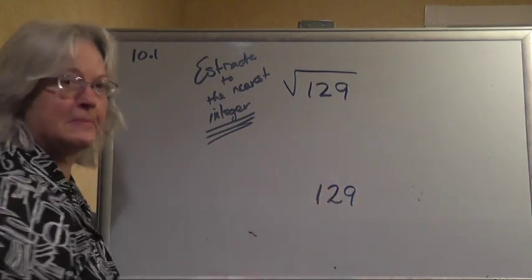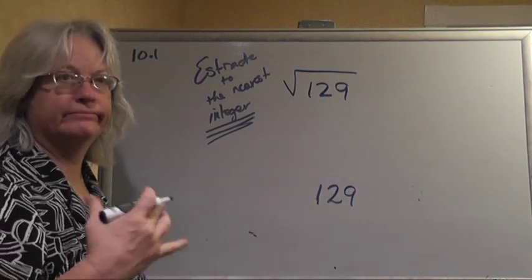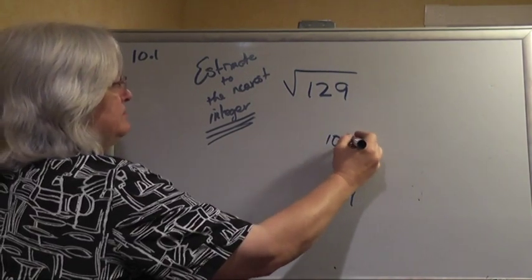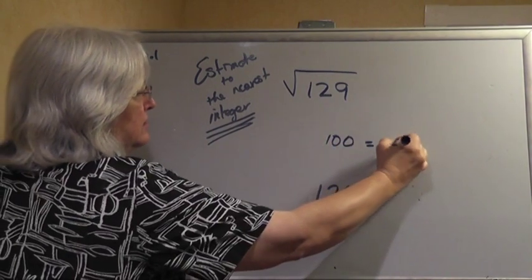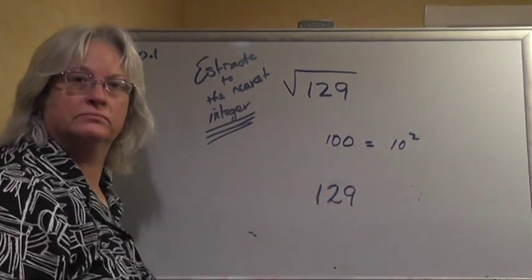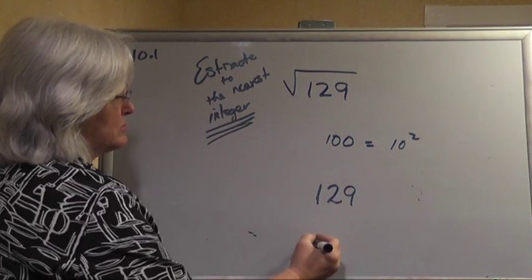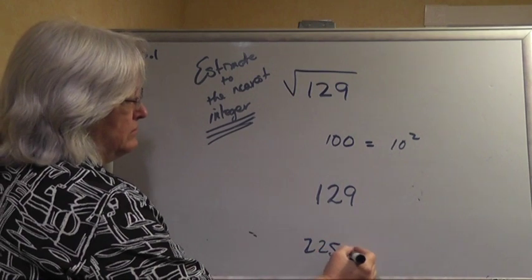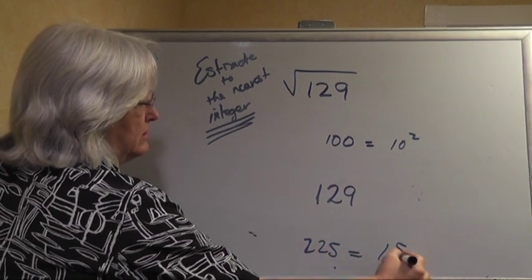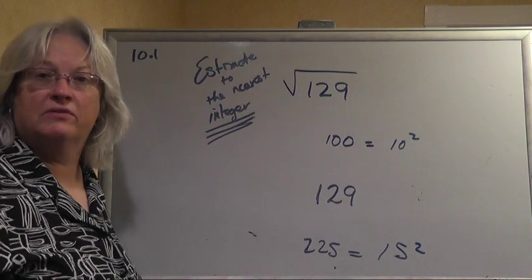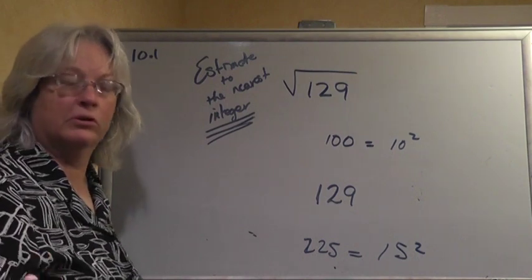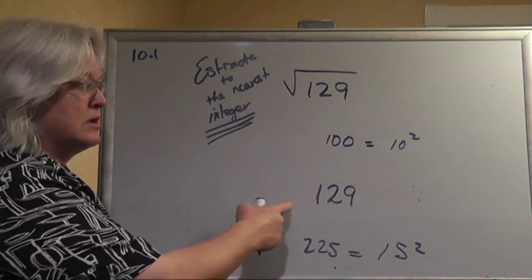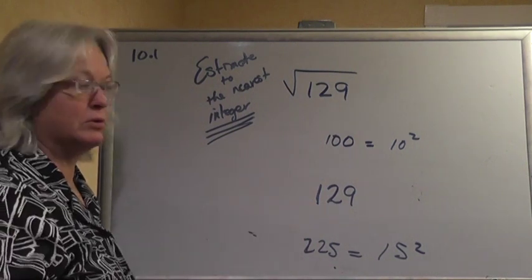So let's say that we have 129 here. Well, let's think. 10 times 10 is 100. So that's 10 squared. 15 squared is 225. Or whatever numbers you know real well. Obviously, 100 and 225, square root of 129 is going to be somewhere in between there.